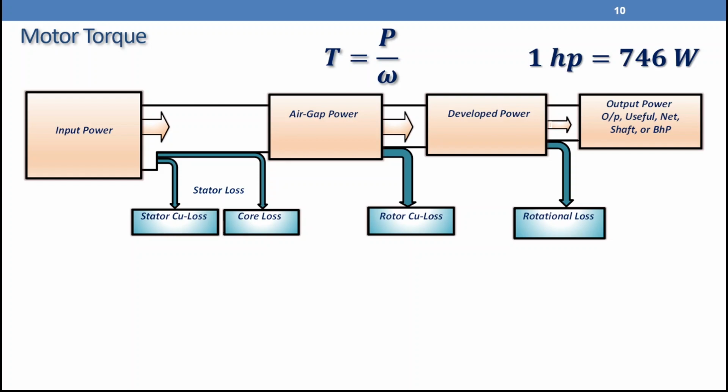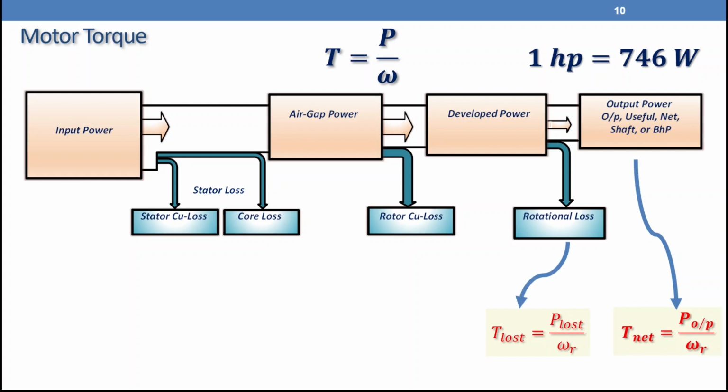So 1 horsepower equals 746 watt. To calculate the torque at the shaft, or net torque, useful torque, shaft torque, equals power output P net, P useful, P shaft over omega R. Omega R equals 2 pi NR over 60, so we need to know the rotor speed. Also we have torque lost due to friction, which will be the power rotational loss over omega R.